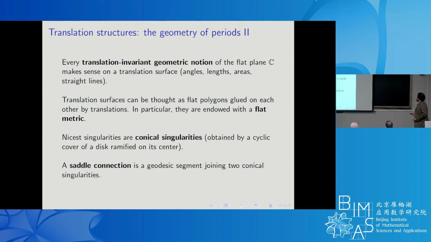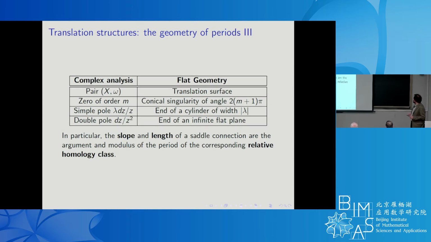So actually, a meromorphic differential defines a geometric structure, and the geometric structure gives you a set of geodesic lines that directly encompass the information about periods, in particular because these saddle connections generate the homology of the surface. So there is a dictionary between complex analysis and flat geometry.